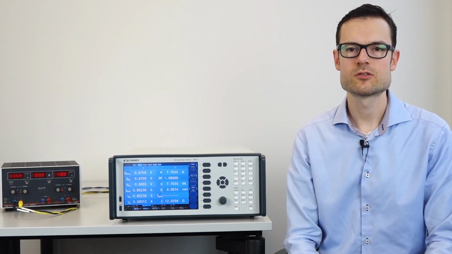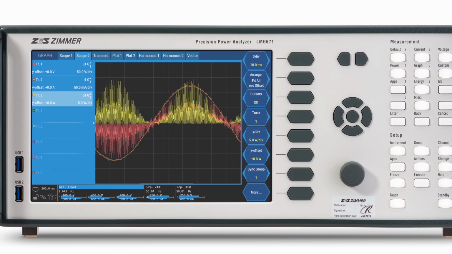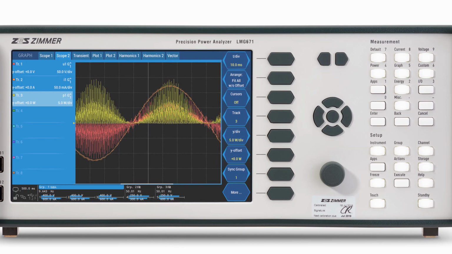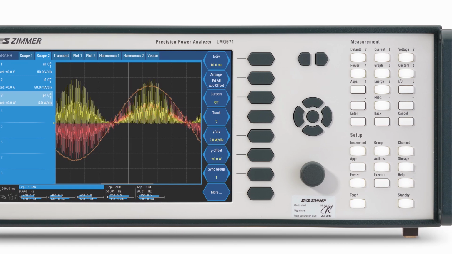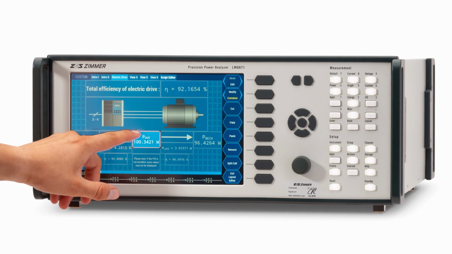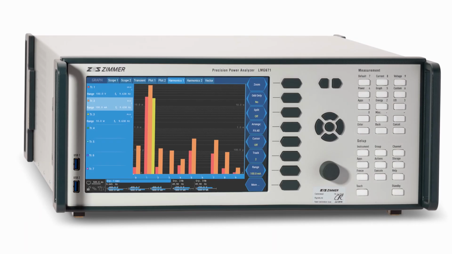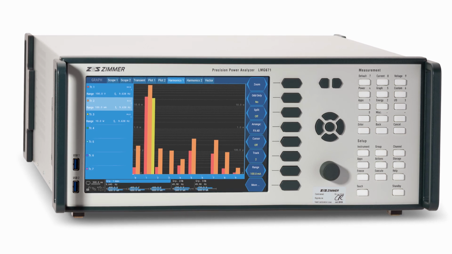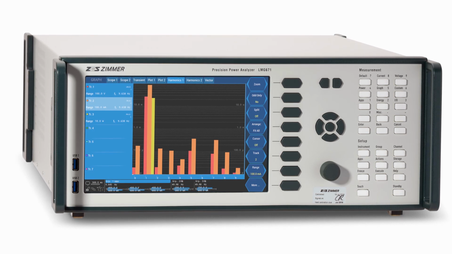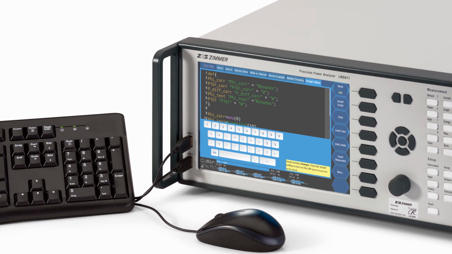The LMG671 is an improved redesign of the already successful LMG670. It's fully form, fit, and function compatible with its predecessor and incorporates upgraded hardware and features. The size of the touch display has been increased by more than 33% to provide even better usability and readability. With more internal memory, you can now record transients of up to 16 million samples per track. USB 3 allows for increased transfer speed.